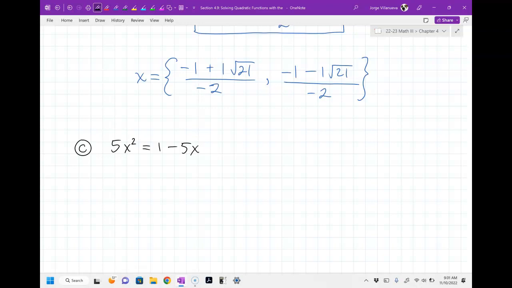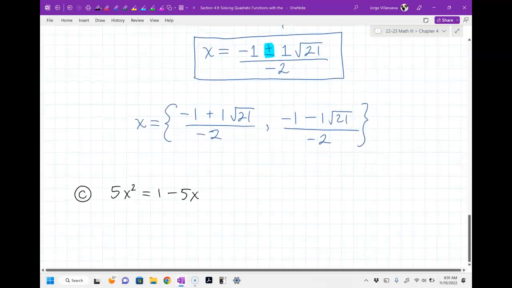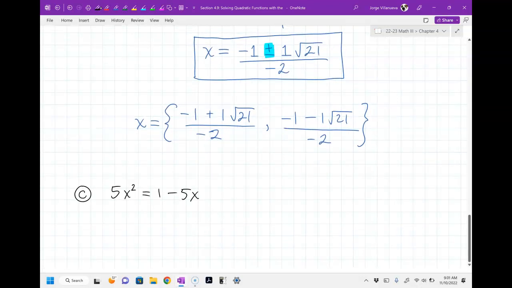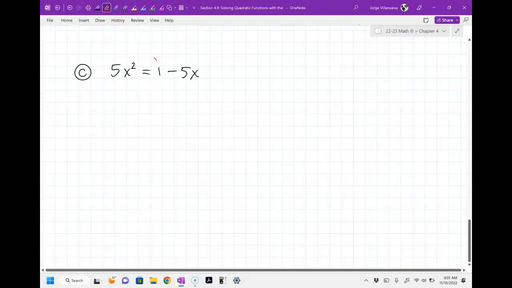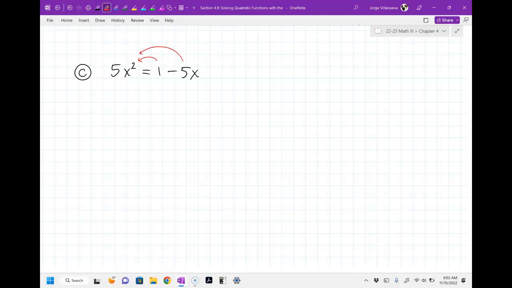But notice how before, the way I left my answers were in general form. I didn't actually find the decimal representation of it. I just left it the way it was. This one I'm going to actually fix. Now, first, let's fix things. I have to move this 1 over here and this negative 5 over there, right?